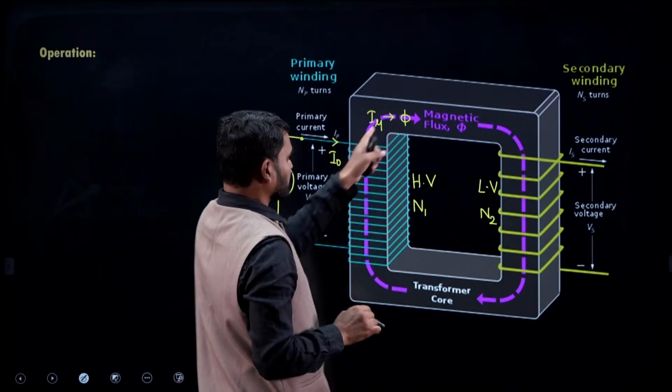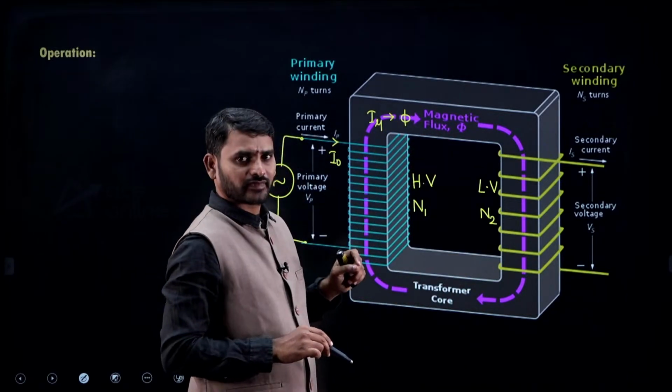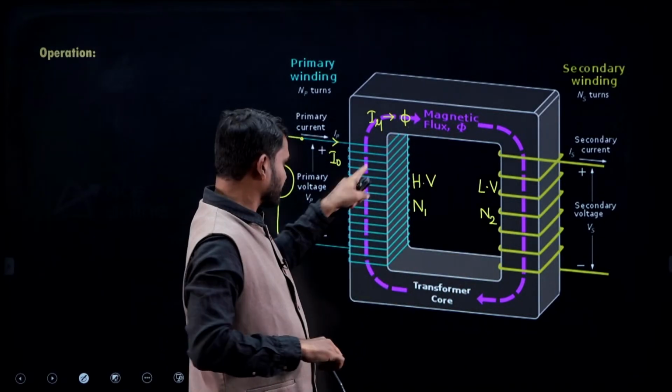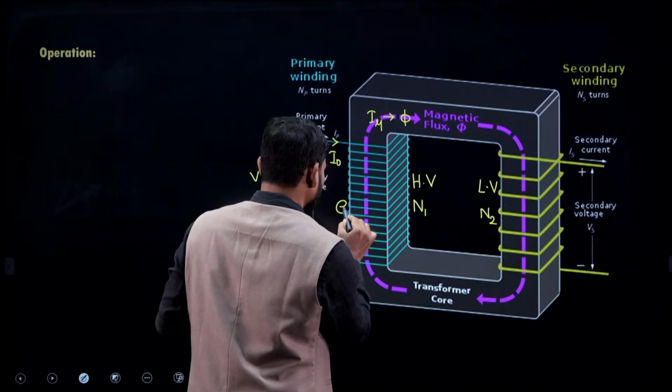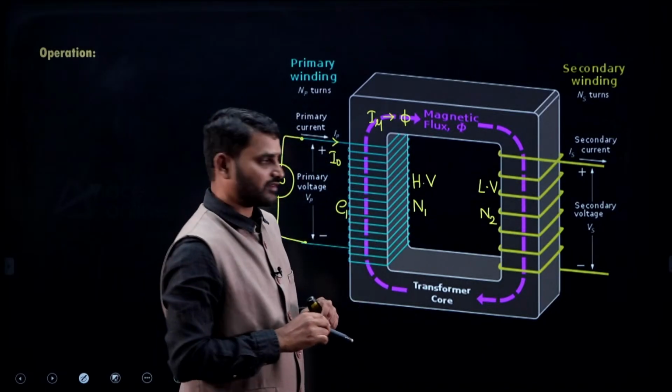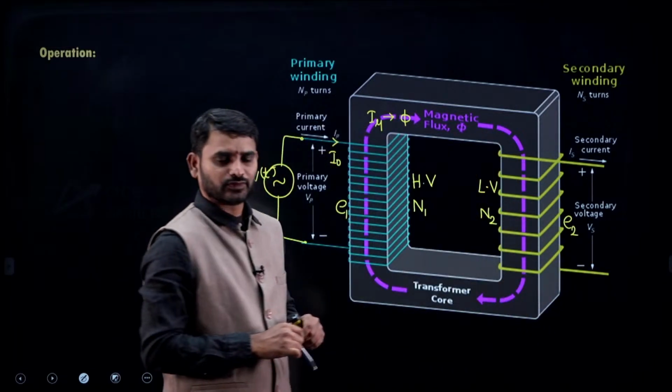Okay. So, when the flux is established in the core, the flux links with this winding. As it is an alternating flux, there will be variations with respect to this winding, and hence an EMF is going to be induced in this winding. I am calling it as E1. An EMF is also going to be induced in this winding. I am calling it as E2.